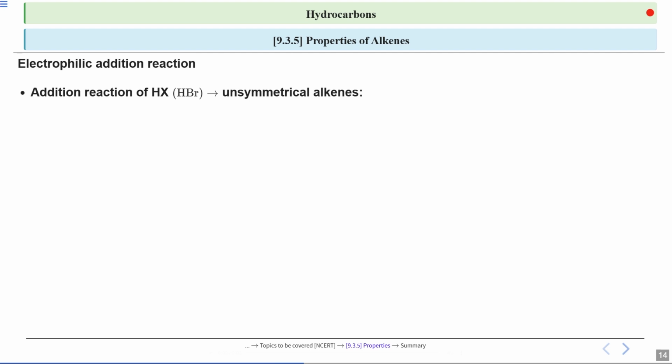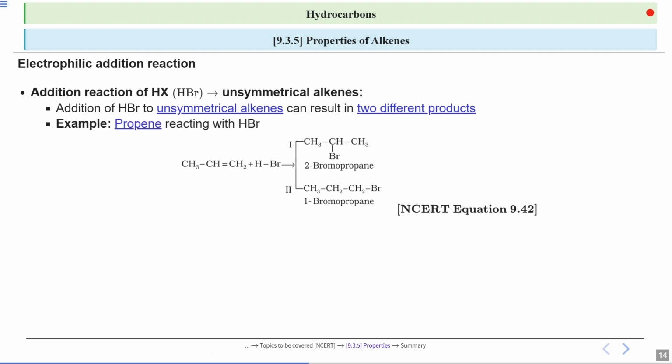Now moving on further, we will try the addition onto an unsymmetrical alkene and see what happens here. An addition of HBr to an unsymmetrical alkene can result in two different possible products. For example, propene can react with HBr to form 2-bromopropane and 1-bromopropane. So these are the two possible products. Now, the key question is which product will be the major one. So this sets up to discuss how we predict the outcome using a specific rule. What is the first product that is possible? It is 2-bromopropane, and the second one is 1-bromopropane.